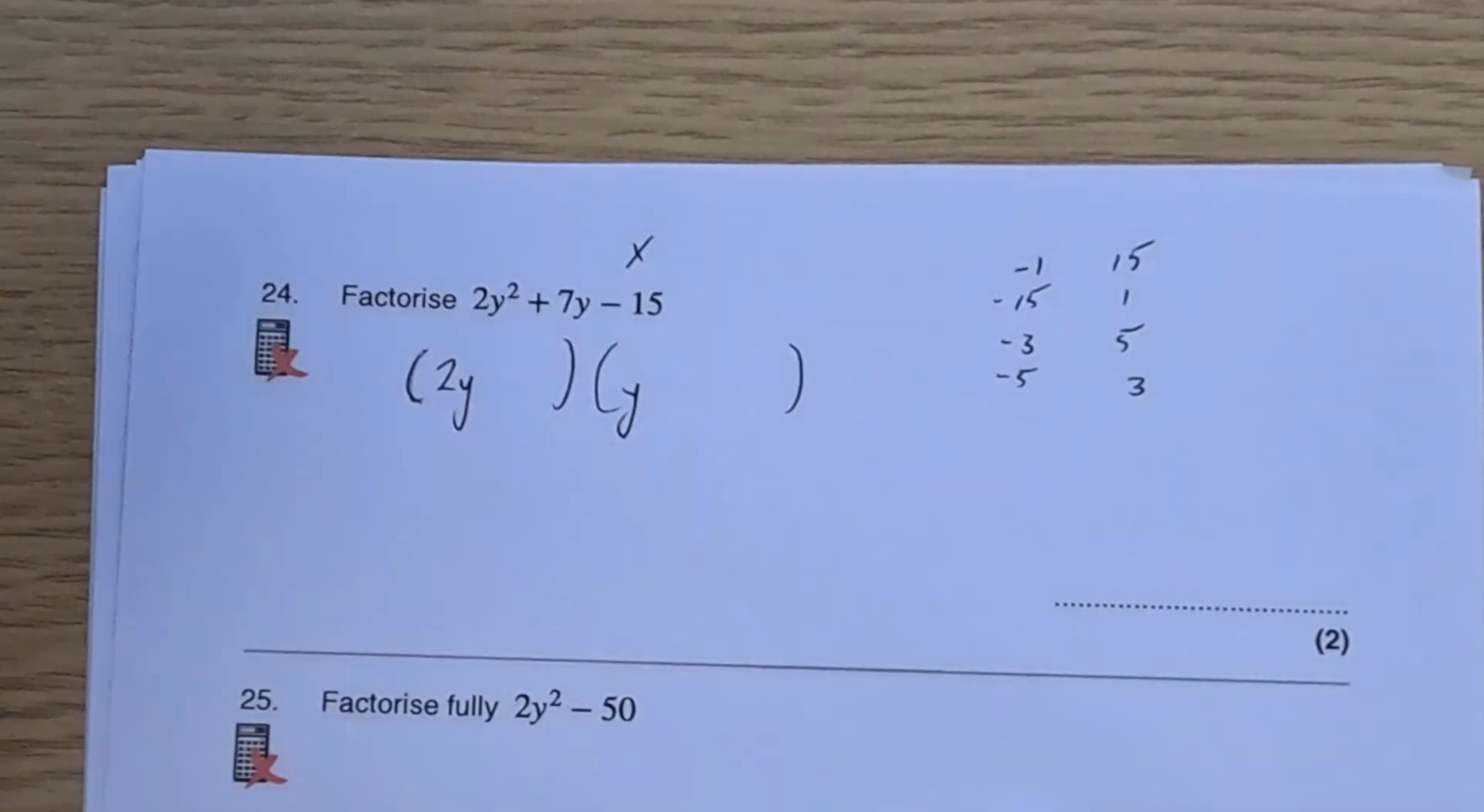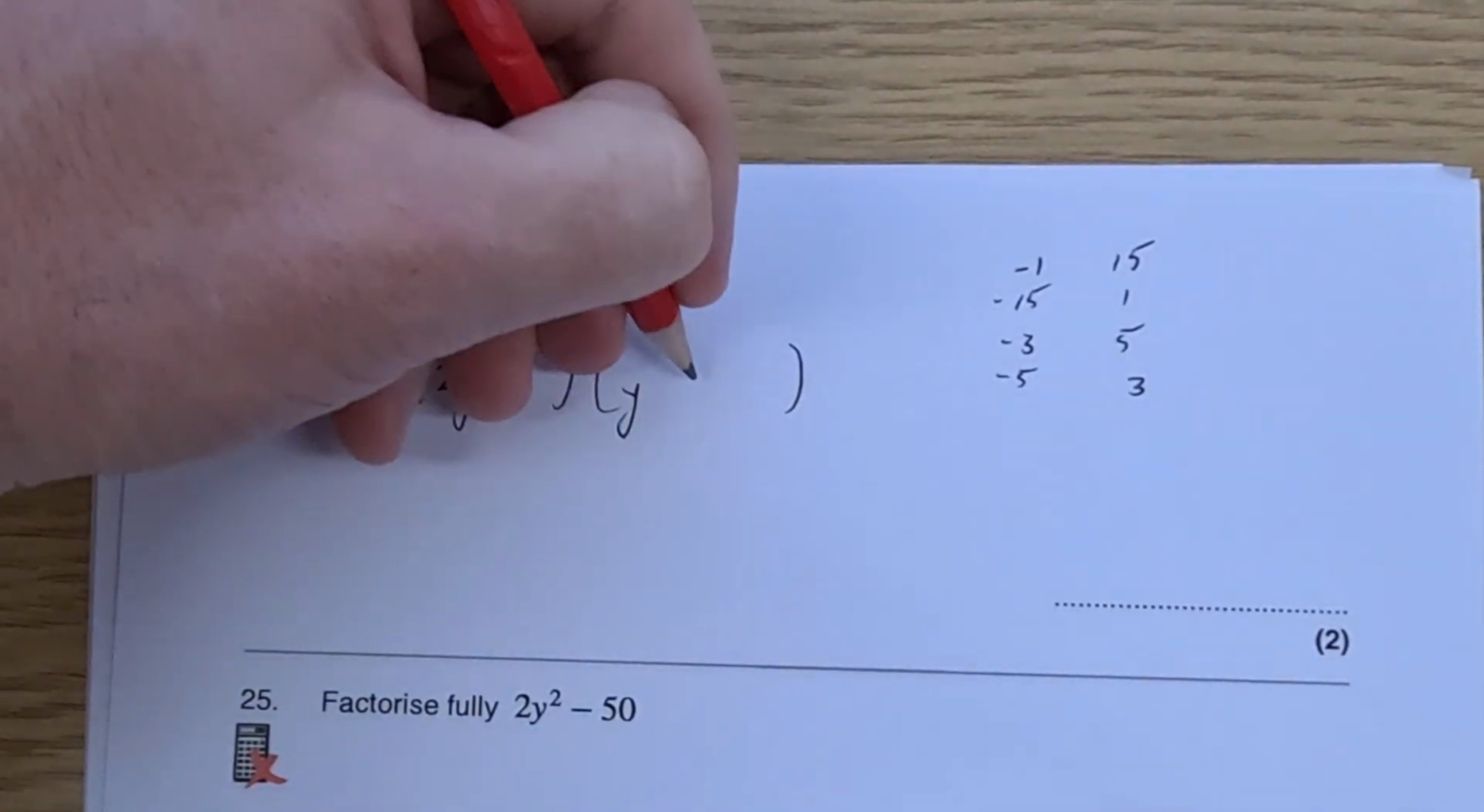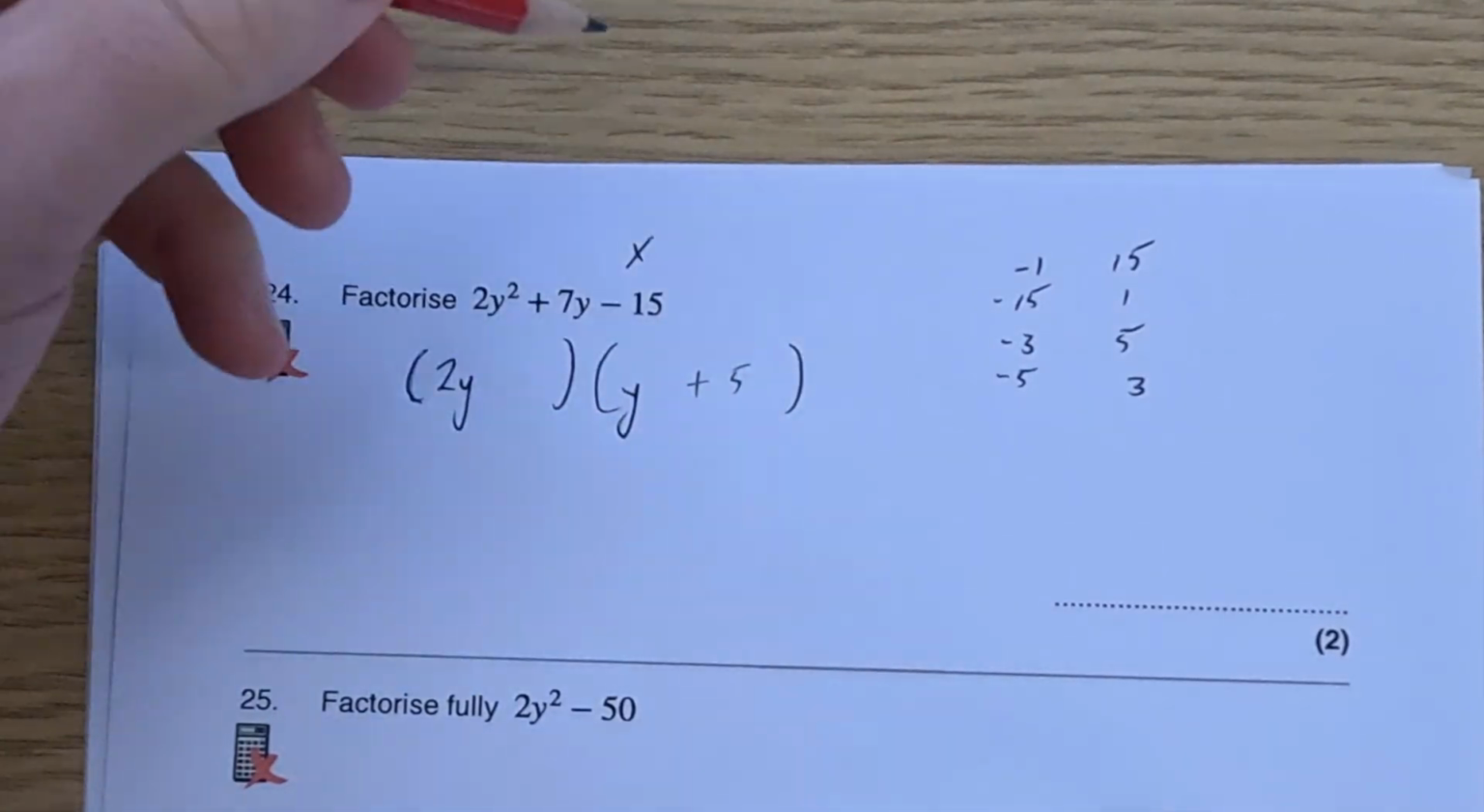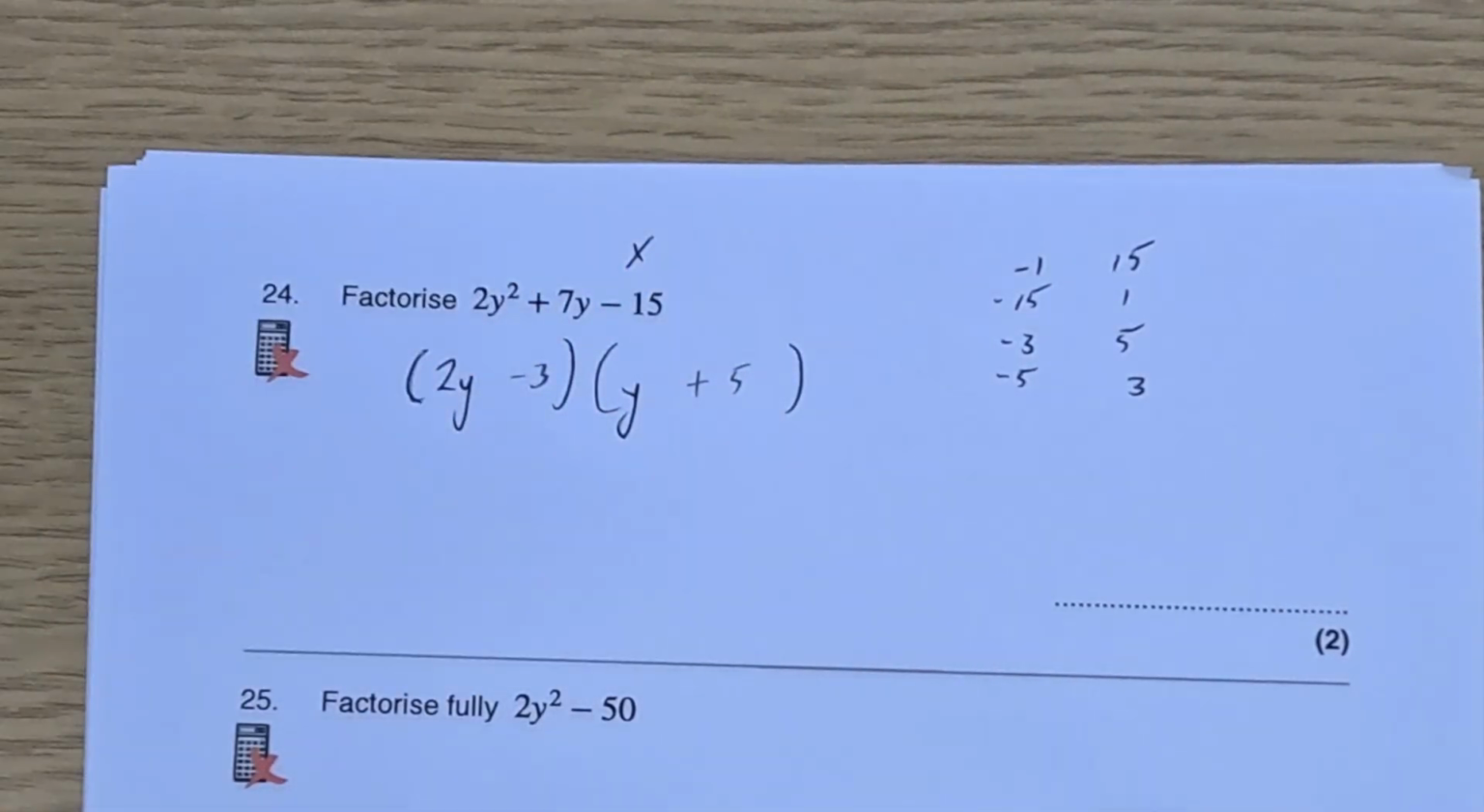Now, some students at this point actually like to work in pencil and go, well, let's put the plus 5 there and see if this works, and then the minus 3 here. And what they do is they actually work in pencil there, so that if they get it wrong, they can rub those out and then correct it.